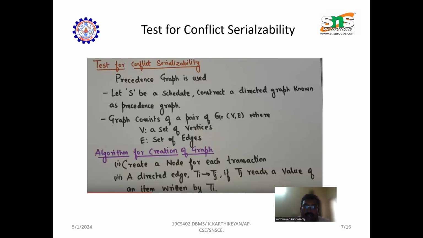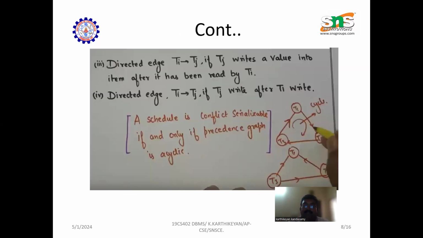Algorithm for creation of the graph: create a node for each transaction. A directed edge Ti to Tj if Tj reads the value of an item written by Ti. A directed edge Ti to Tj if Tj writes a value after it has been read by Ti. A directed edge Ti to Tj if Tj writes after Ti writes. A schedule is conflict serializable if and only if the precedence graph is acyclic.